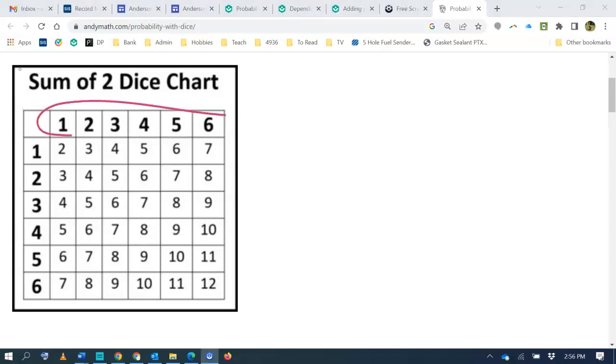These are the numbers of our dice here. Okay. And then in the middle is the sum of those numbers. So like 1 plus 1 is 2, 1 plus 2 is 3, and so forth. What the question's asking us is what are the odds that both of the numbers are the same, which is going to be this diagonal here.